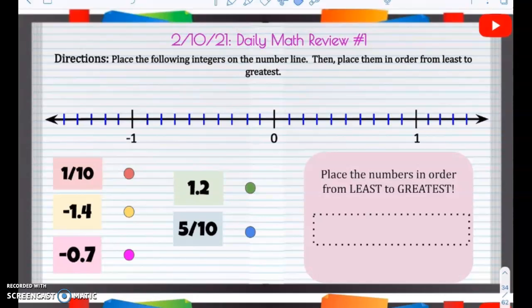Daily math review number 1. So we're going to place the following integers, or the numbers, on the number line. Then we're going to place them in order from least to greatest. So we're going to take these numbers and we're going to put them on the number line.